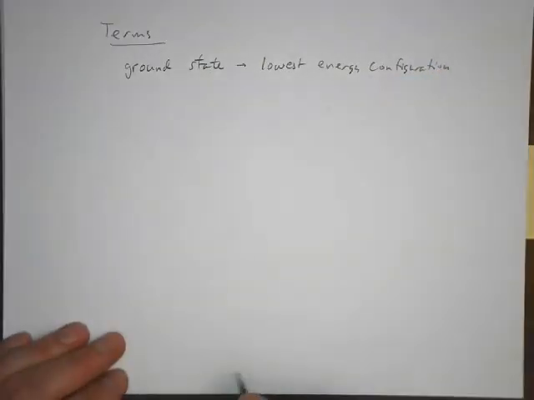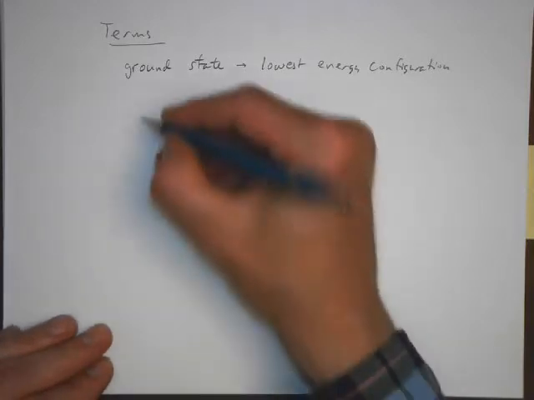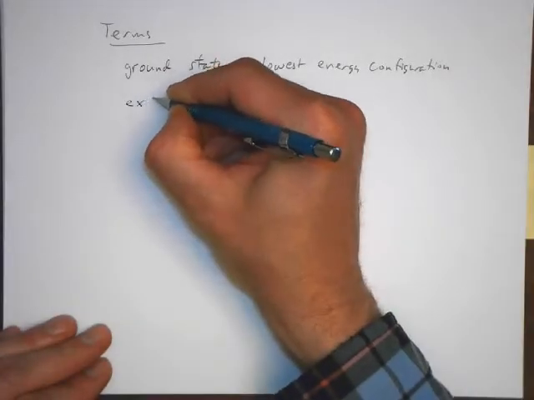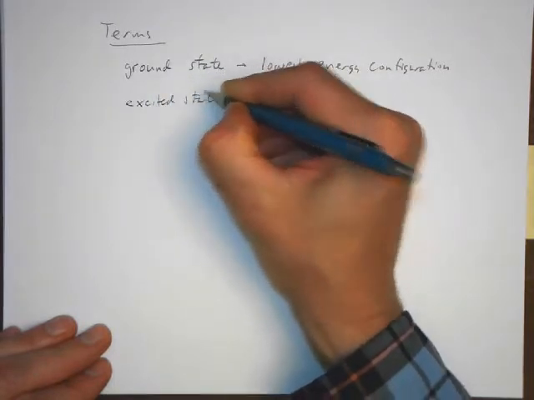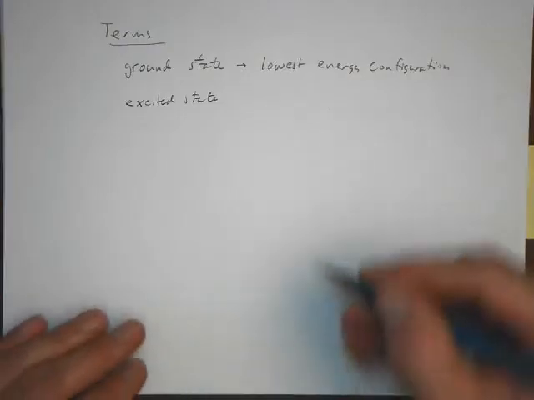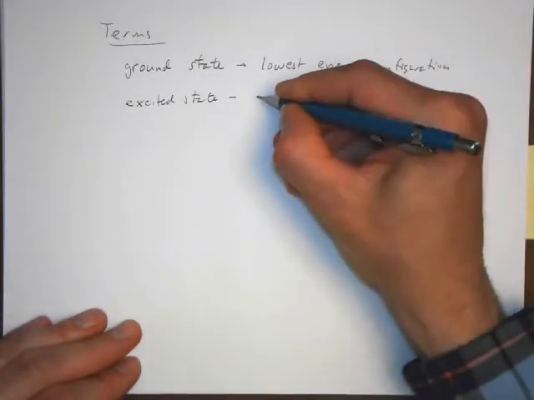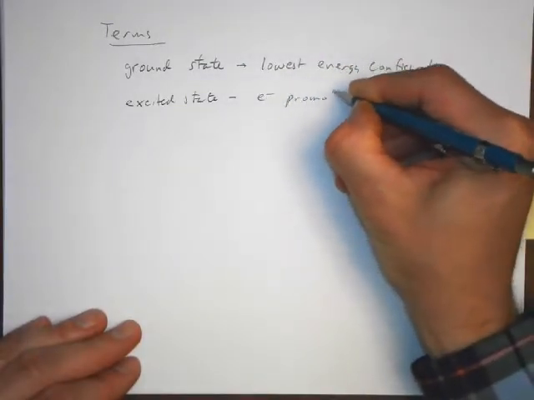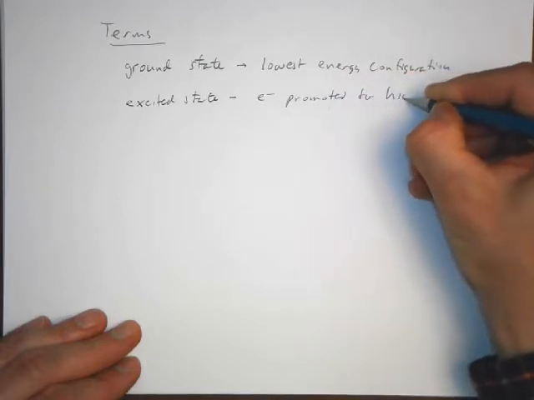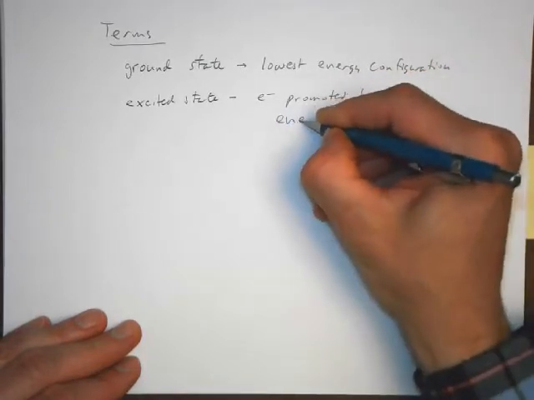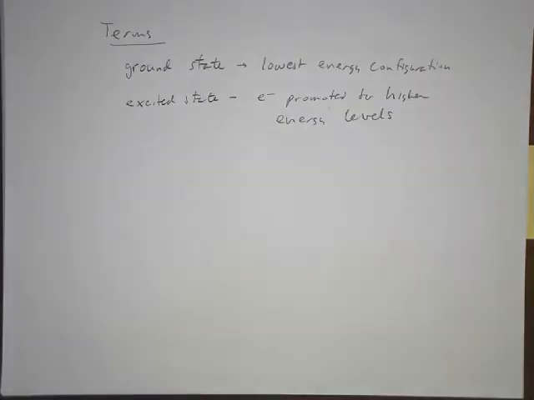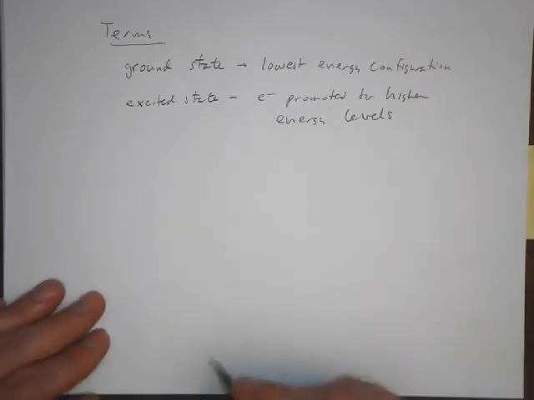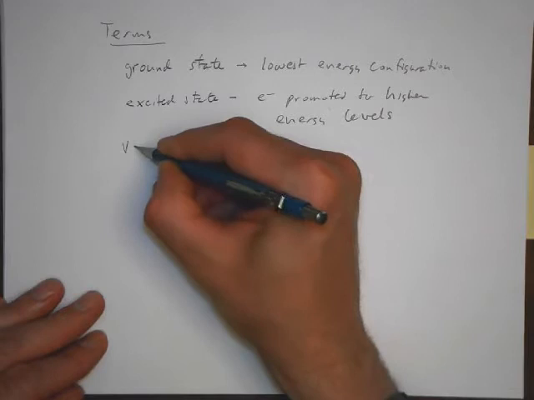We're going to fill orbitals, and orbitals fill in order of increasing energy. The excited state is where electrons can be promoted to higher energy levels. So anytime an atom has electrons that are not in the ground state, we would say that it's in an excited state.